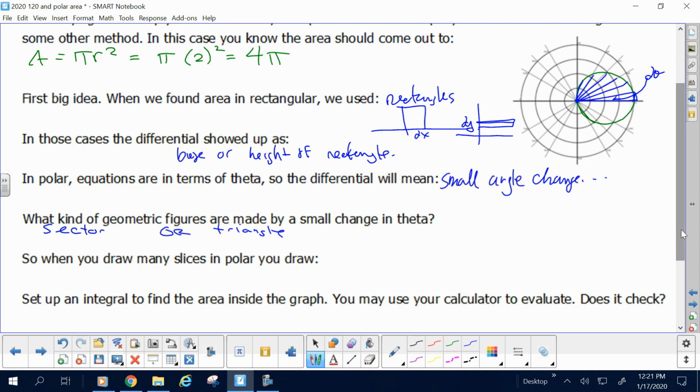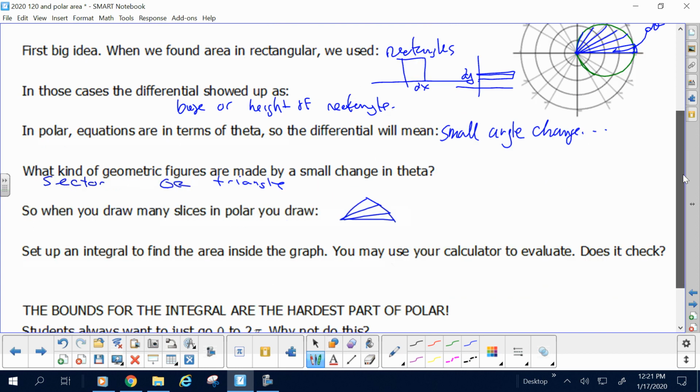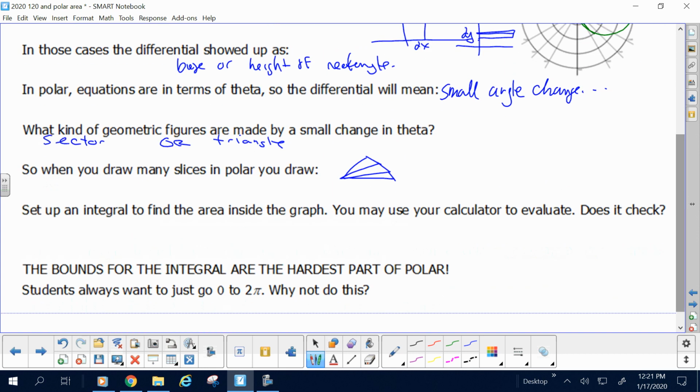Now, this is cool. When you draw many slices in polar, you get lots of wedge shapes like this. Many of them. Now, let's talk about finding the area then. I think you'll agree that it's either going to be the sum of many sectors or the infinite sum of many triangles. You down? And they will actually yield the same formula both ways. Cool. All right, so do you remember how to find the area of a sector?